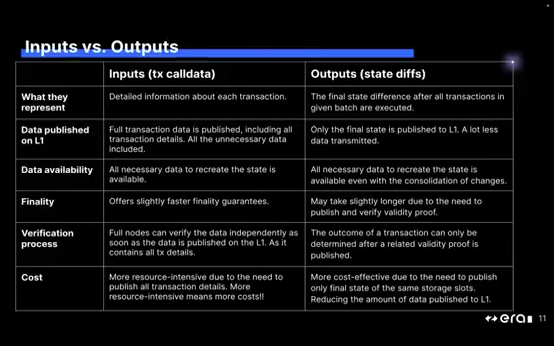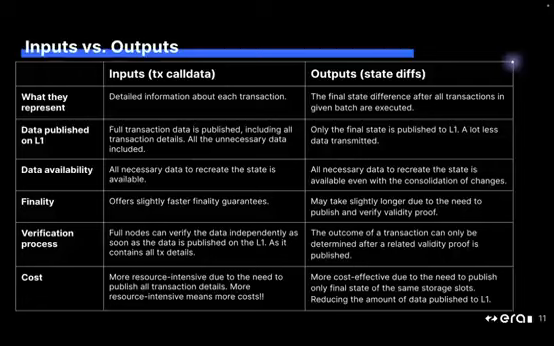The verification process, we kind of hit on this. For inputs, full nodes can verify the data independently as soon as the data is published on the L1. Again, it contains all the transaction details. And whereas in the outputs, the outcome of a transaction can only be determined after a related validity proof is published and verified. But the major difference here that I really want to highlight is that for inputs, this is much more of a resource intensive approach because you have to publish all the transaction details. More resource intensive means more cost.